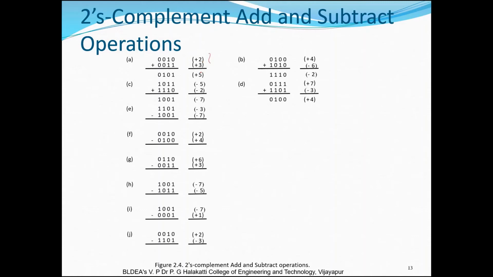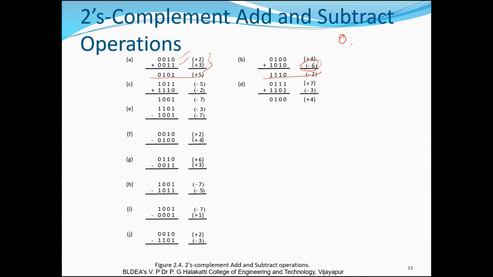If you see here, plus 2 plus 3, these are the n-bit representations of plus 2 and plus 3, which will give you the answer plus 5. Similarly, whenever it is addition, we simply take the two numbers and add them. Now, since it is addition, what is the value of minus 6? Minus 6 is nothing but the complement of plus 6.